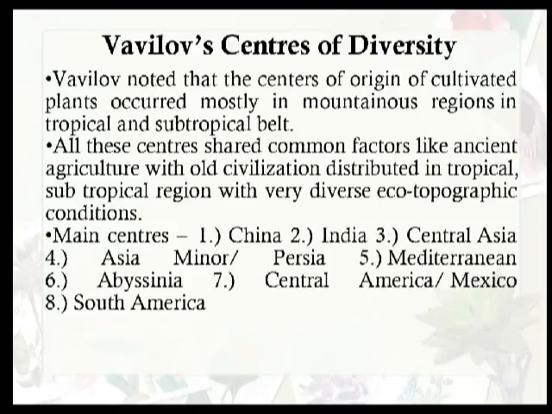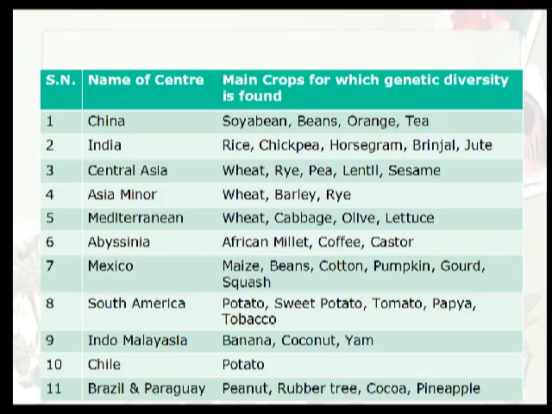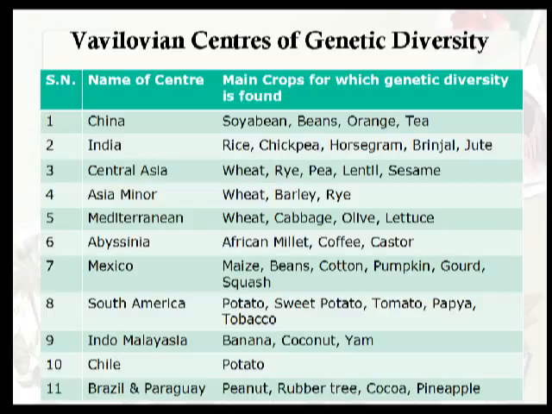These were the main centers: China, India, Central Asia, Asia Minor, that is Persia, Mediterranean, Abyssinia, that is Africa, Central America or Mexico, and South America. And then there were, as I told you, three subsidiary centers. One was Indomalaya, second was Chile, that is again the South American region, and third was Brazil and Paraguay. So these are the Vavilovian centers of genetic diversity, and these are some of the major crops. You can pause the video here.